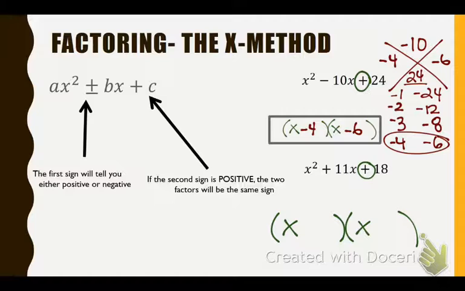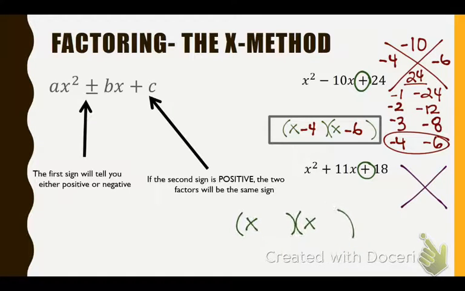Alright, so we're going to see the difference in the first one that we just did and the second one. What goes in the top of our x if we have x squared plus 11x plus 18? 11. What goes in the bottom? 1 times 18, so 18. Alright, so again, the bottom number is positive. That means they both need to be the same signs.